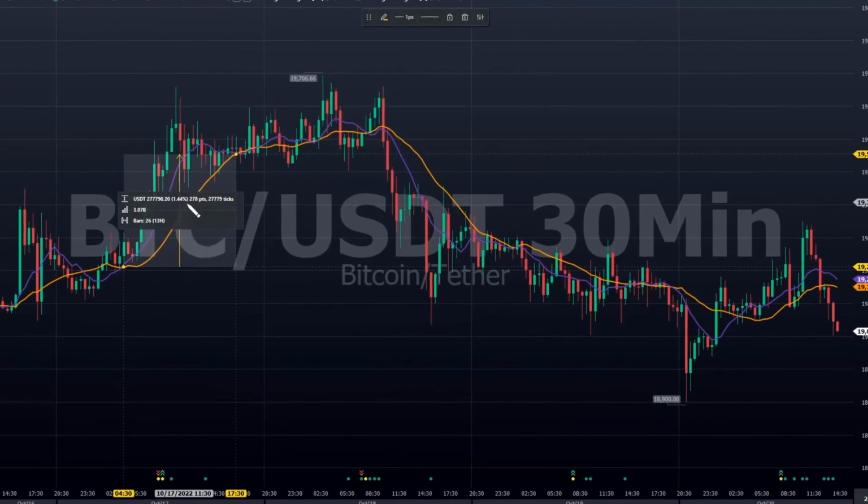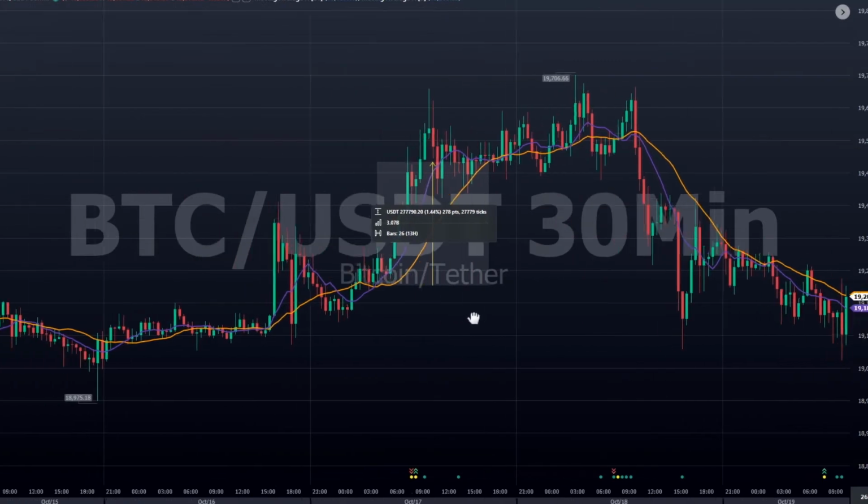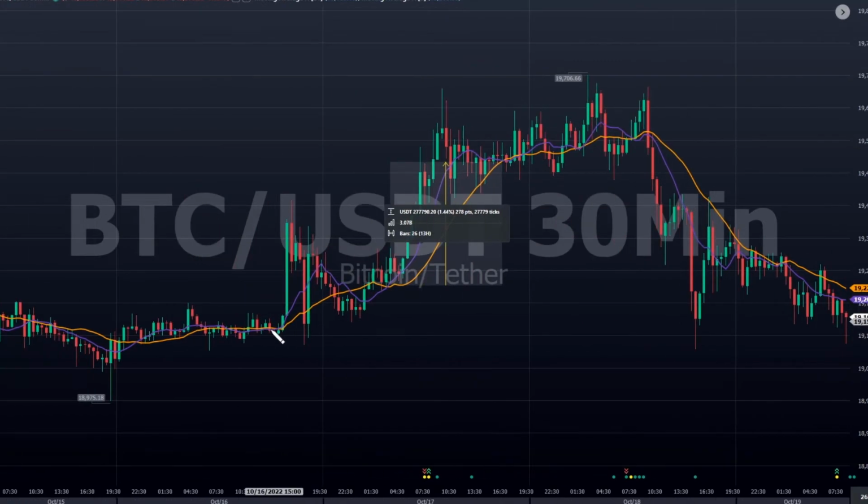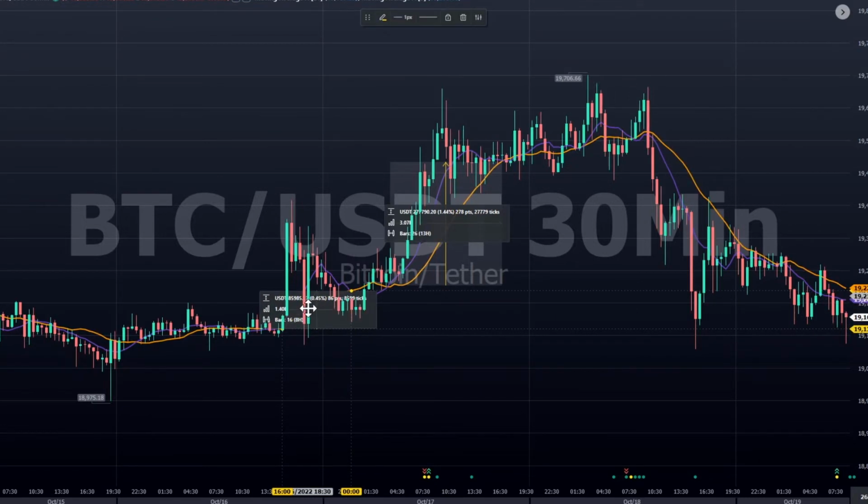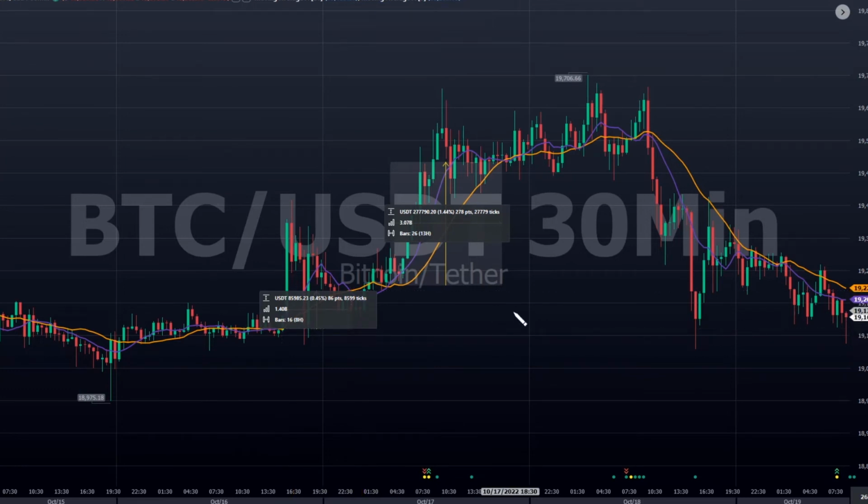Let's see another example. Look at this crossing where the purple average goes above the orange one, suggesting a reversion of the trend. And following the strategy we're using, a buy order at the crossing and closing the position in the next crossing below, at this point would provide this result. See? It's simple.